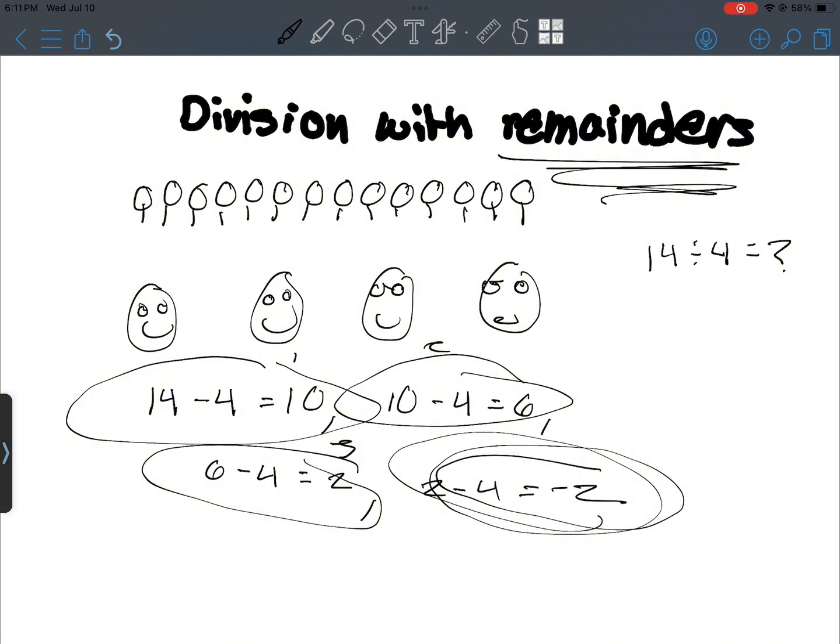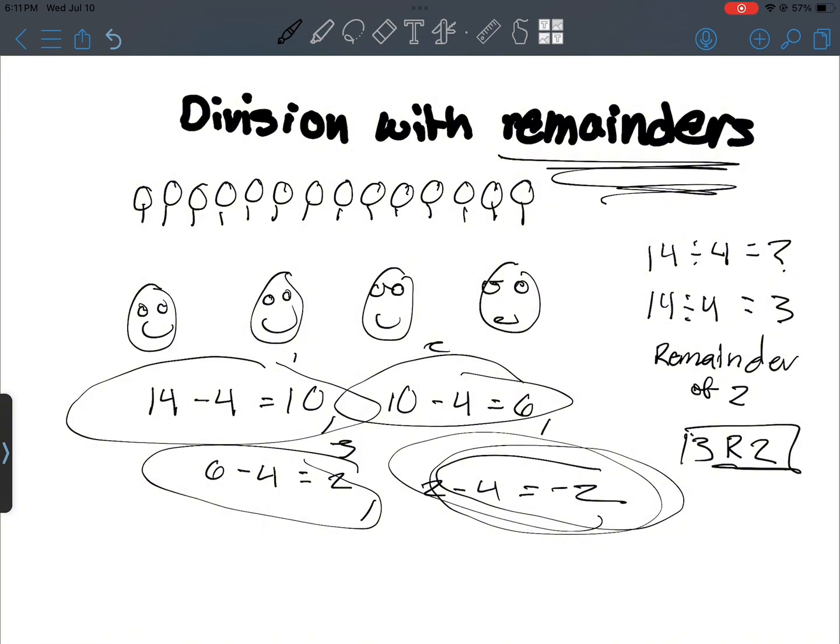And so that means the answer is going to be 14 divided by 4 equals 3, because we subtracted 4 three times. We managed 14 by 4 three times, and we still didn't reach 0. And that's going to have a remainder of 2. The R stands for remainder. So sometimes you may have a few left over when you divide.